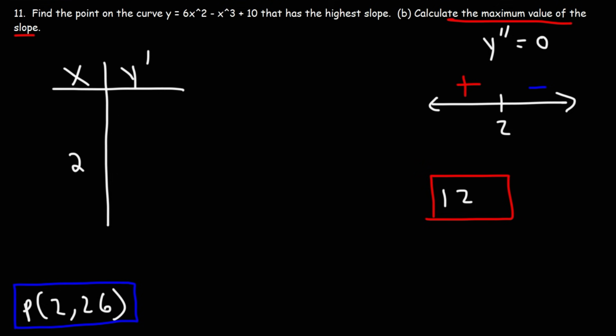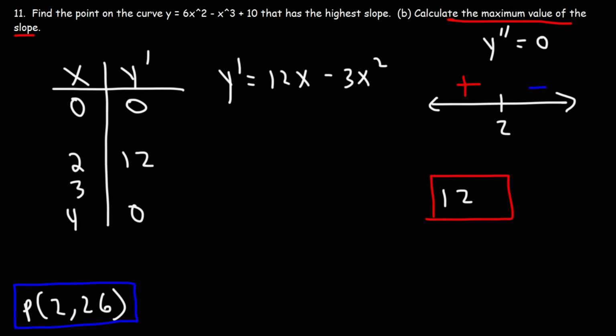And let's rewrite our first derivative function, which was 12x minus 3x squared. If we were to plug in 0, the slope would be 0. If we were to plug in 4, this would be 12 times 4 minus 3 times 4 squared. That would be 0. If we were to plug in 3 into this equation, it's 12 times 3 minus 3 times 3 squared. That will be 9. If we were to plug in 1, it will be 12 minus 3, which is also 9.